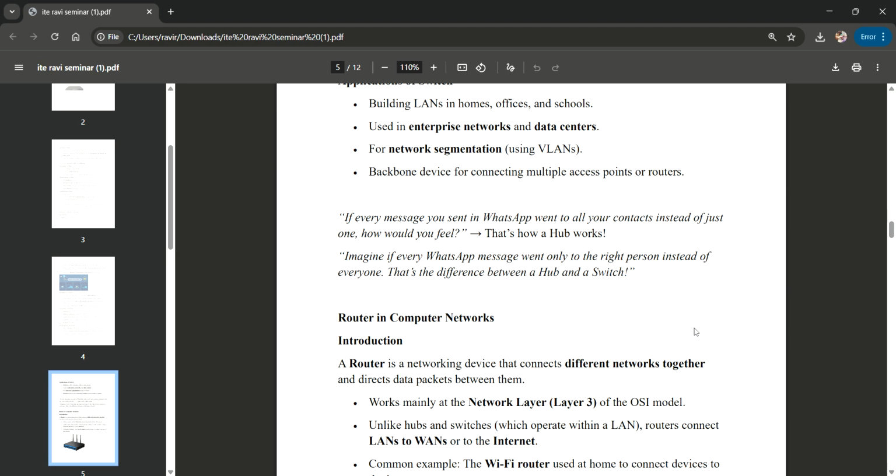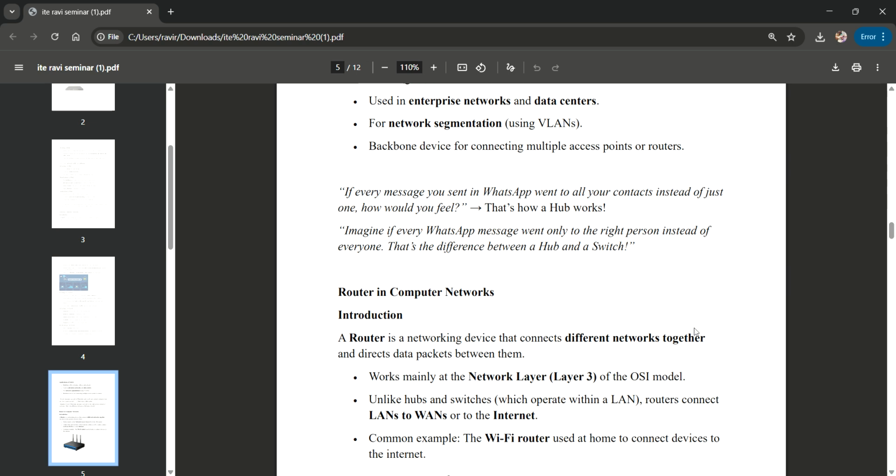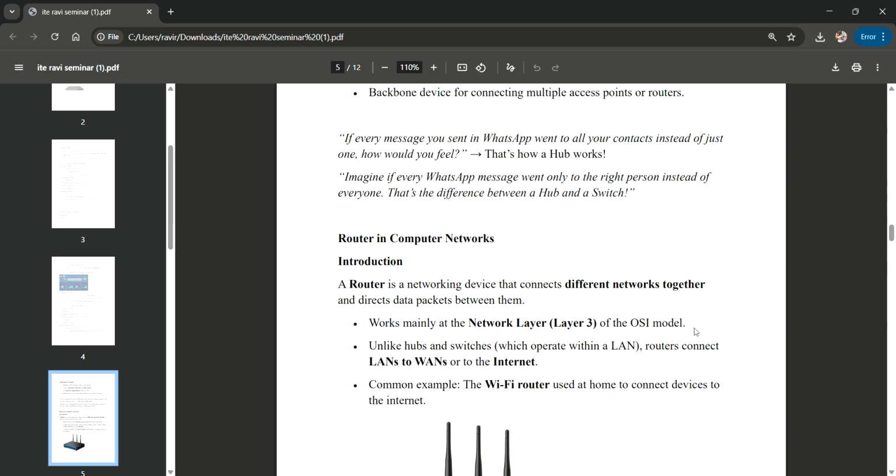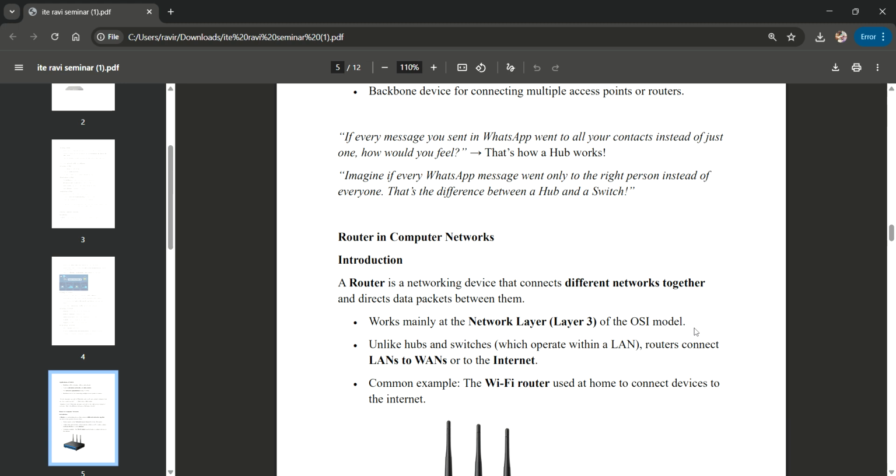So, coming to the router, a router is a network device. A router is also a networking device which connects different networks together and directs the data packets between them. It works mainly at the network layer, which is layer 3 of the OSI model. Unlike hubs and switches, which operate within a LAN, routers connect LANs to WANs. That is, it connects small networks to a larger network or the internet.